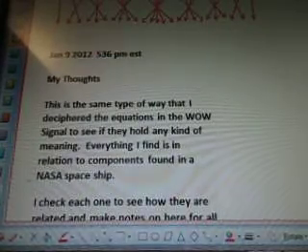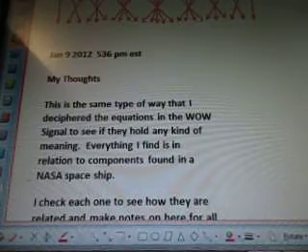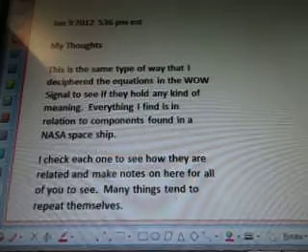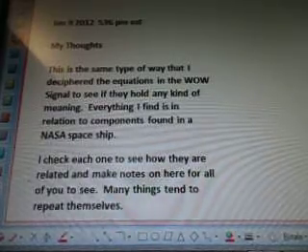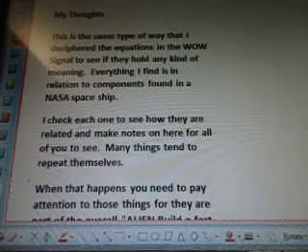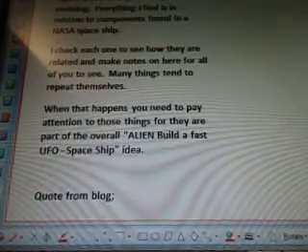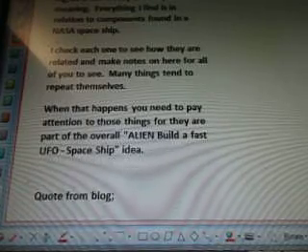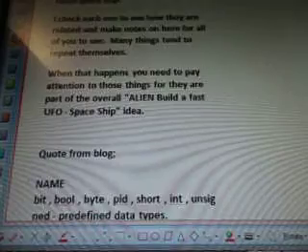And this is basically talking about things that I started to see in the data when I started working on it. Everything I find is in relation to components found in a NASA spaceship. I check each one to see how they are related and make notes on here for all of you to see. Many things tend to repeat themselves. When that happens, you need to pay attention to those things, for they are part of the overall alien build a fast UFO spaceship idea.